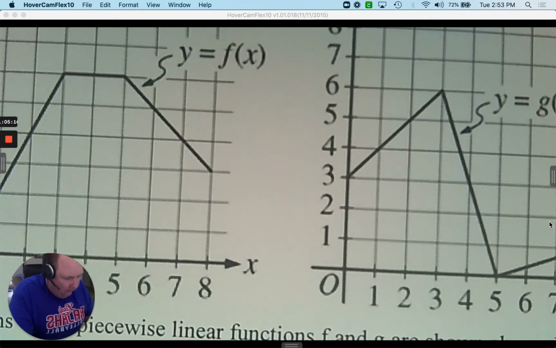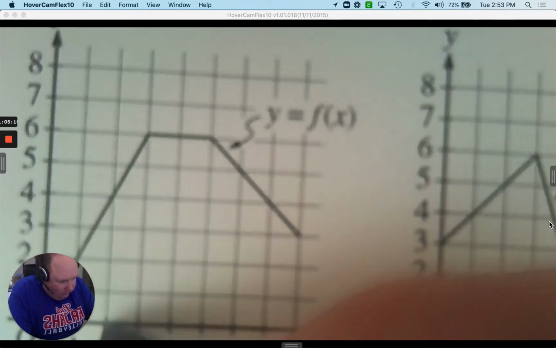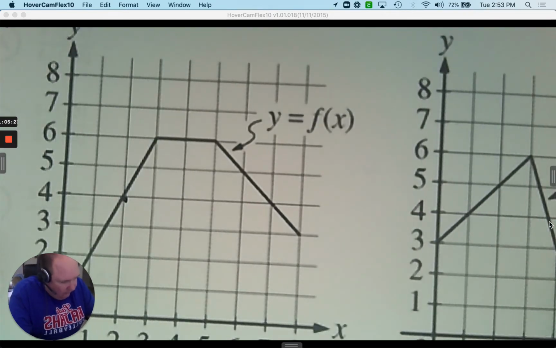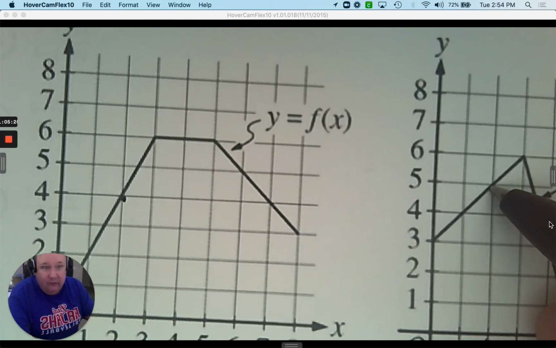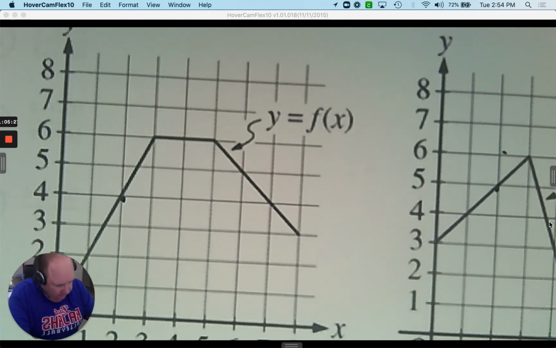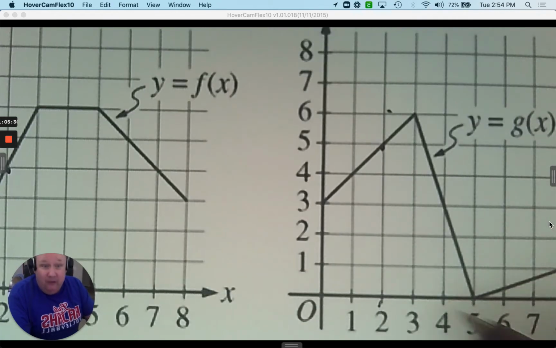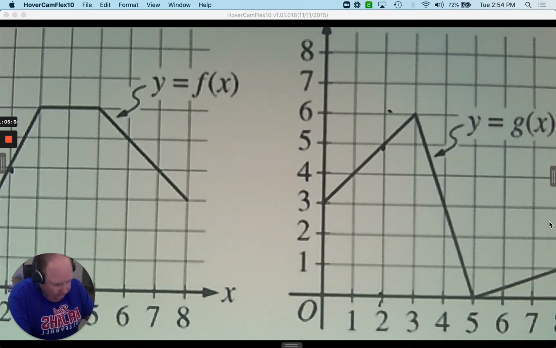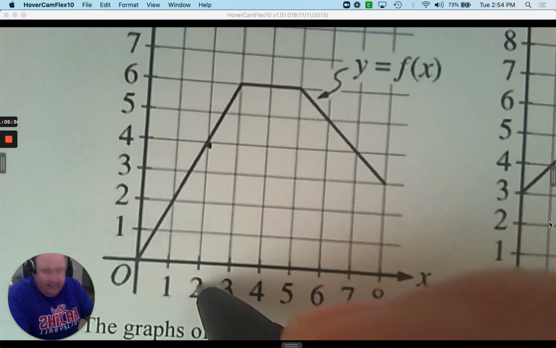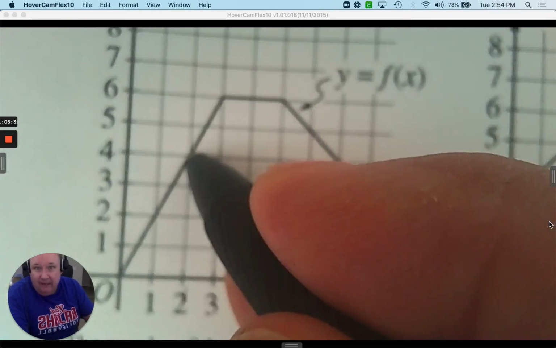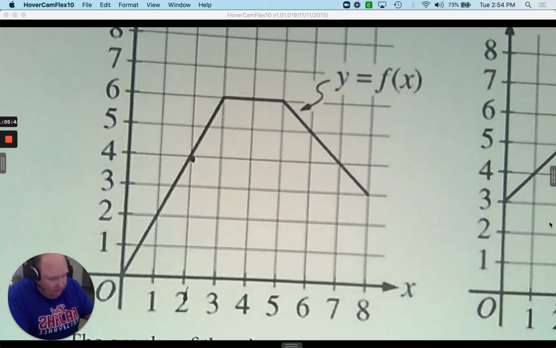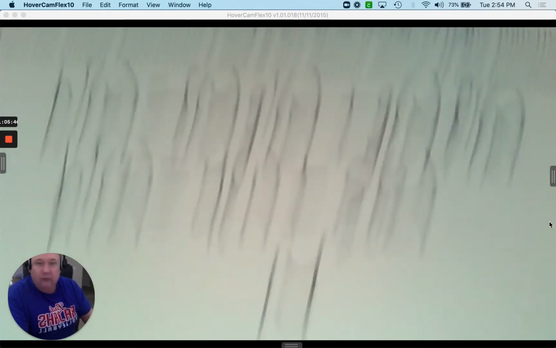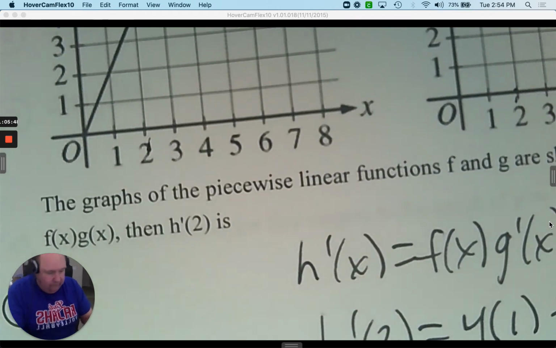So what's the function value of f at 2? So go up on the graph and the function value is 4. What's the derivative of g at 2? That's the slope, up 1 over 1. What's the function value for g at 2? That answer is 5. And then what's the slope at 2 for f? Again, this one's up 2 and over 1, so that slope is 2. So that's 4 plus 10. That's 14. And there's your answer.